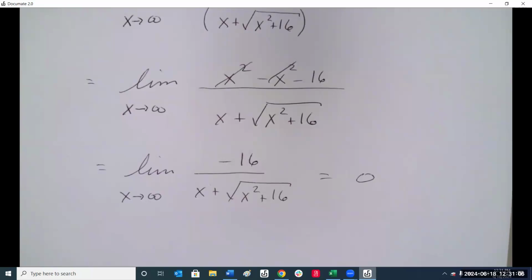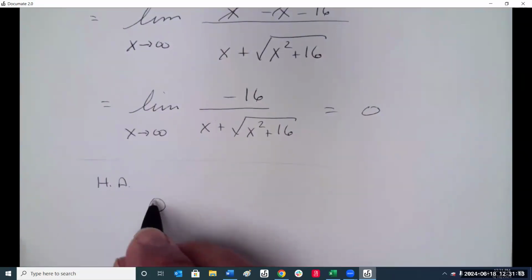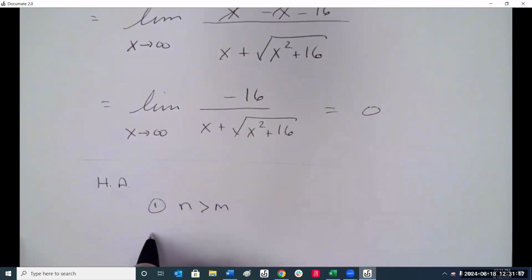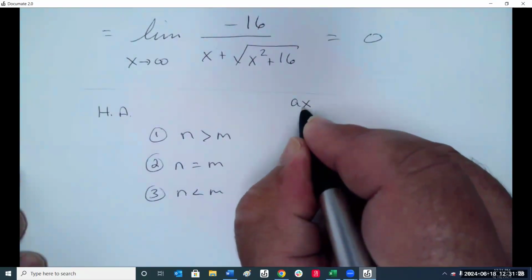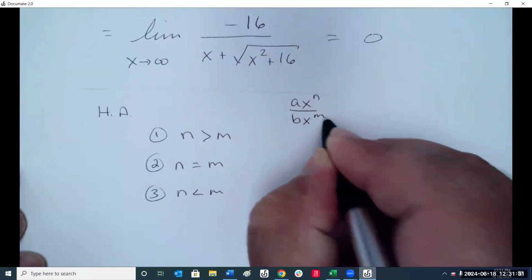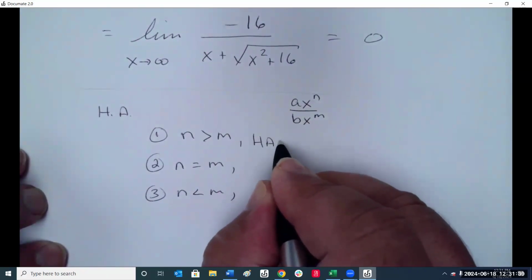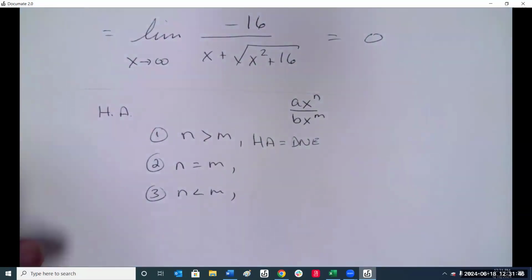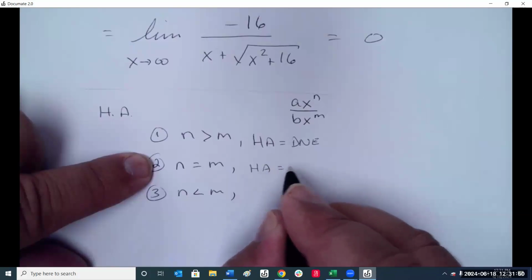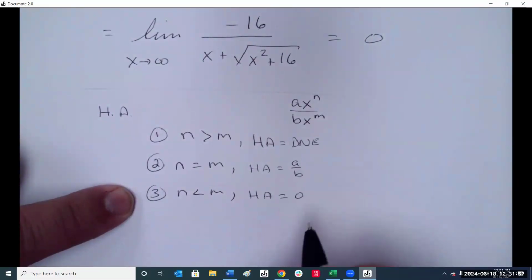So the conditions for horizontal asymptote, again: if n is bigger than m, if n is equal to m, and if n is less than m. So if the numerator is bigger than the bottom, the limit does not exist. It keeps on going to infinity. If they're equal, then it's just the coefficients. And if the bottom has more, then it's 0.